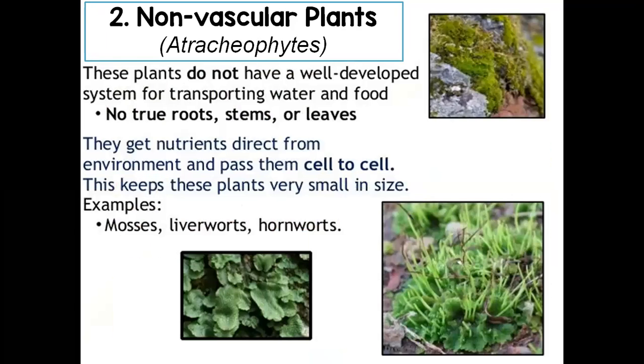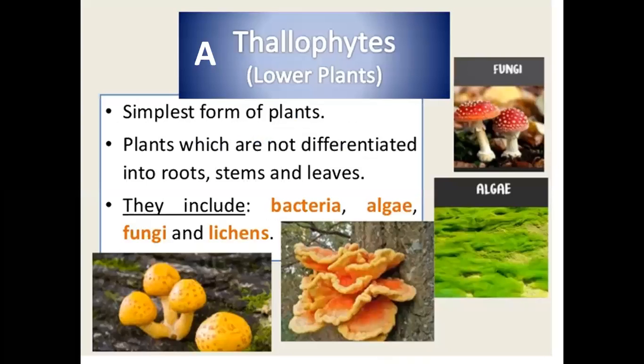It is the non-vascular plants, or what we call atracheophytes. These plants do not have structures that transport water and nutrients, and they do not have true roots, stems, and leaves. Meaning, these kinds of plants don't have xylem and phloem tissues. Non-vascular plants are divided into thallophytes, which are the algae and fungi, and the bryophytes, which are the mosses and liverworts.